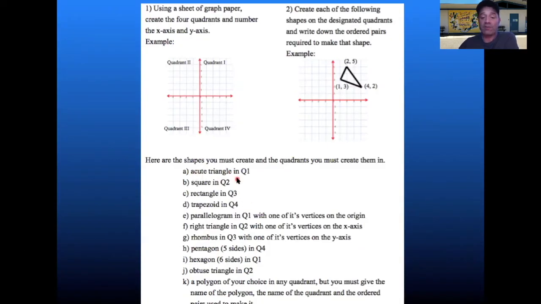So for example, in quadrant 1, hopefully you know which quadrant's which, you're going to put an acute triangle. If you don't know the definition of something, look it up. Go find out what it is. If you do, you're good to go. An acute triangle in quadrant 1, and make sure you are giving the ordered pairs for each vertex, please. Got it? And then I would say label it A. Put a square in quadrant 2, rectangle in 3, trapezoid in 4, parallelogram in 1, but here's the rule, one of its vertices on the origin, and so on and so forth. Please label each of these with a letter and make sure you put the ordered pairs.